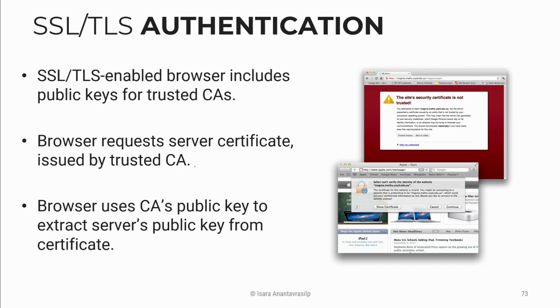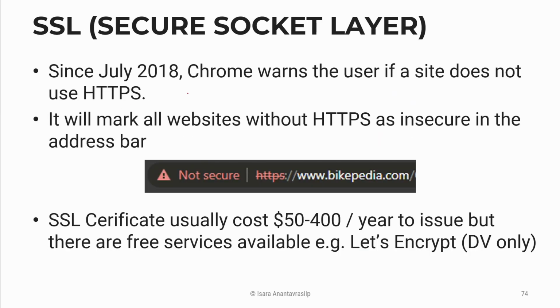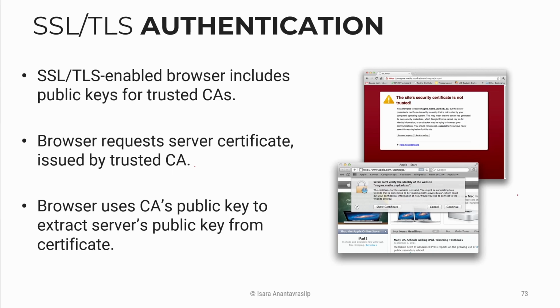SSL has been introduced since 1995, but it has not been widely used, or it is not wide enough. So in July of 2018, Google Chrome began warning all users that a website is not secure if that website doesn't use the HTTPS protocol. It means that the website must use encryption and must also have a valid certificate. Otherwise, you're going to see this "not secure" on the address bar, or you're going to see something like this.